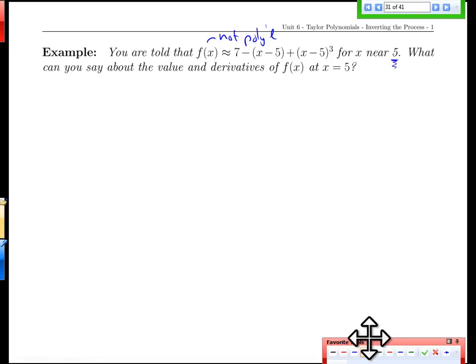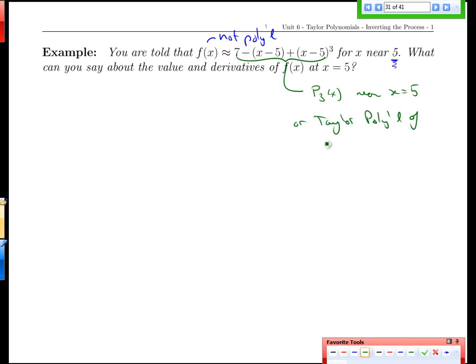What that is code for, quite frankly, and you have to learn how to translate it, is that this is the cubic Taylor polynomial near x equals 5, or the Taylor polynomial of degree 3. How do we know it's near 5? Well, look at all the terms with x's in them. The linear term is x minus 5, the cubic, x minus 5 cubed. And so that tells us immediately that it has the form we expect with Taylor polynomials. And so these multipliers are going to be coming from the derivatives.